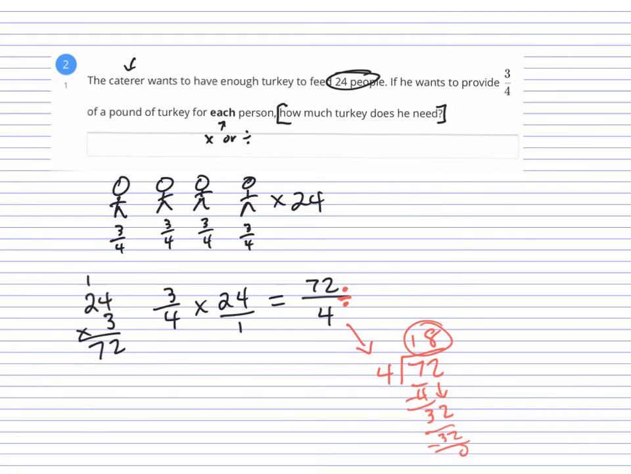No fraction goes with this one. It's just a whole number. So 72/4 is exactly the same thing as 18. And that's the answer. All you have to type is 18. And to answer the question, the caterer needed 18 pounds of turkey for everyone.